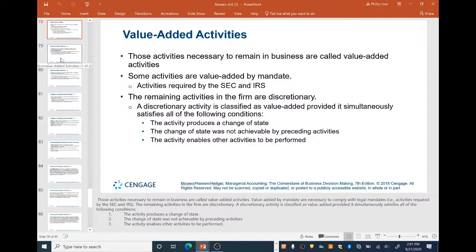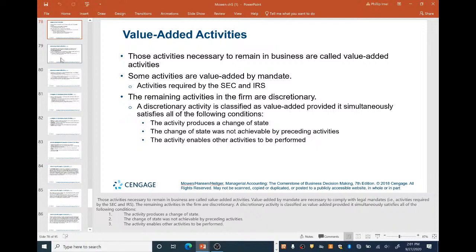Start with value-added activities. These are the activities that are necessary to pretty much remain in business. If the activity is necessary to remain in business, then this is known as a value-added activity. Some of these activities are value-added because they are mandated by law. The two main ones to be concerned with are the activities required by the SEC, which is primarily concerned with internal control over financial reporting, and then that of the IRS, which is obviously concerned with tax implications or tax liabilities.